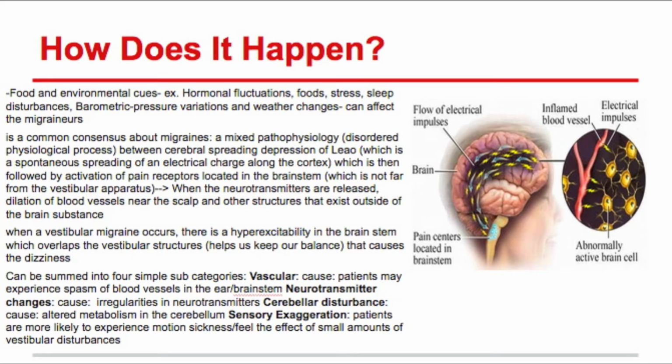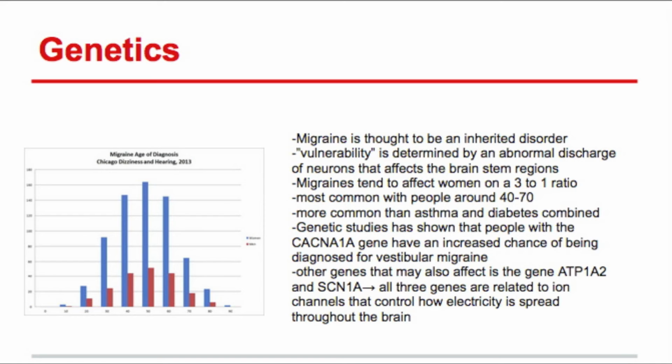Vascular, where patients may experience spasms of blood vessels in the ear and brainstem, which will cause it. Neurotransmitter changes, irregularities in neurotransmitters. Cerebellar disturbances, which is an altered metabolism in the cerebellum. And lastly, sensory exaggeration, where patients are more likely to experience motion sickness or feel the effect of a small amount of vestibular disturbances. Moving on to the genetics of migraines.